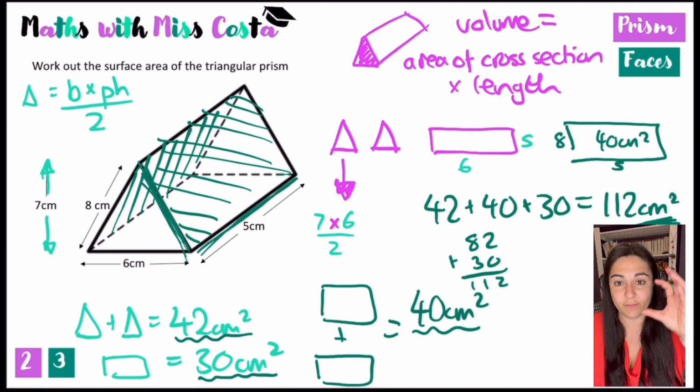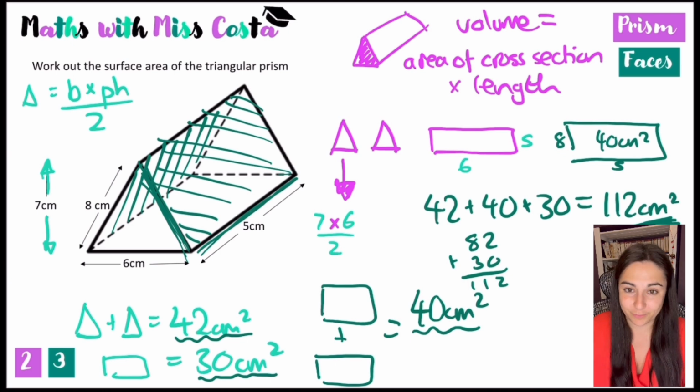Surface area is the area of all the little parts of the shape. Each face, the area of all of them added up, not cubed, because that's a volume where we're talking about 3 dimensions.